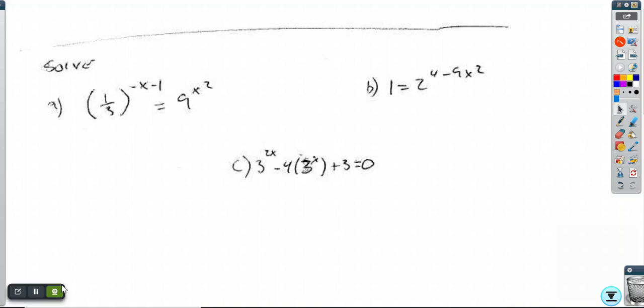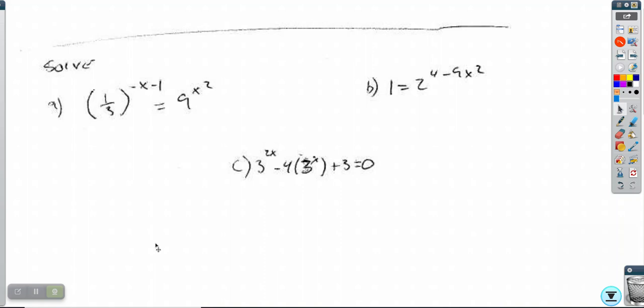All right, so we're going to take a look at solving some of these. Well, whether you get my mug or not, here we go. We're going to solve some crazy problems here. They can look like they don't have the same bases, but they do.